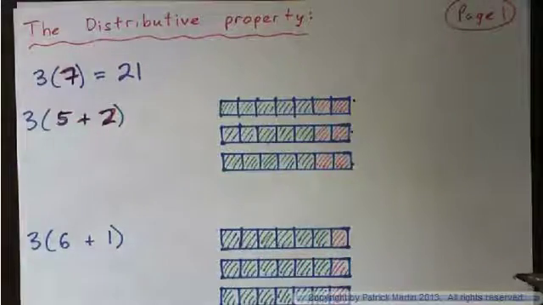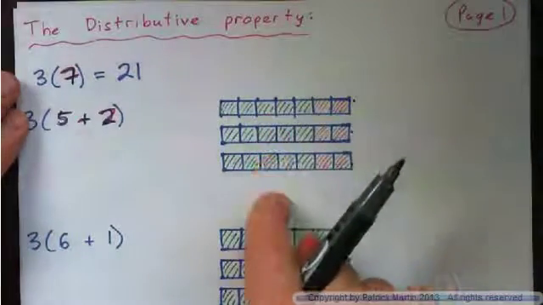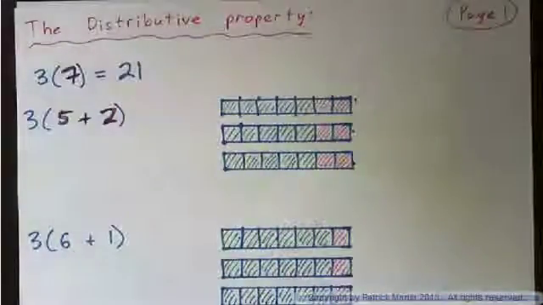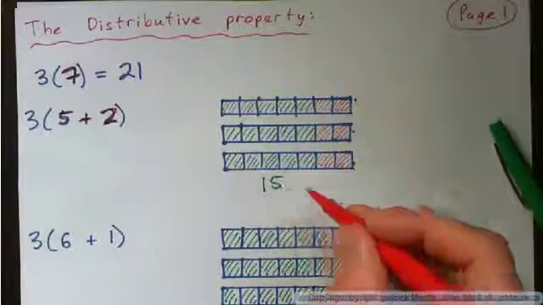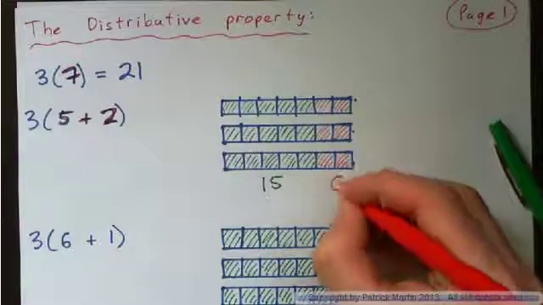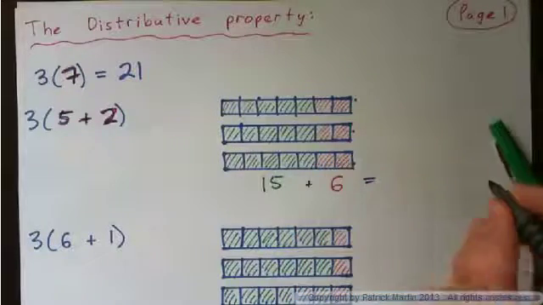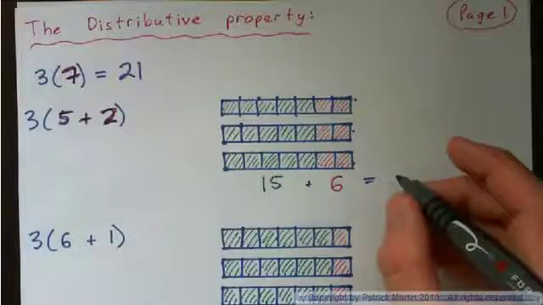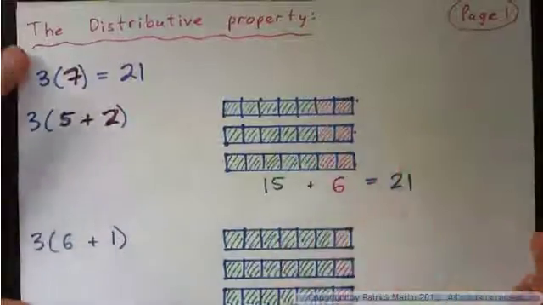And what I'm going to show you is, what's 3 times 5? 3 times 5 is 15. See, we've got 15 green squares, and how many red? What's 3 times 2? How many red squares do we have? 6, right? And what's 15 plus 6? It is 21. So basically that's the distributive property shown in the diagram.